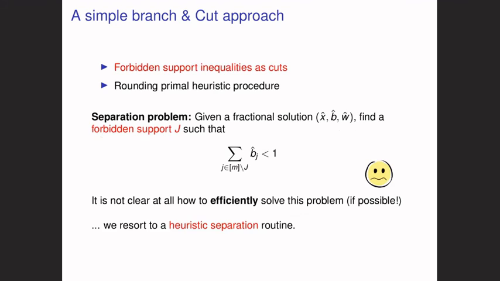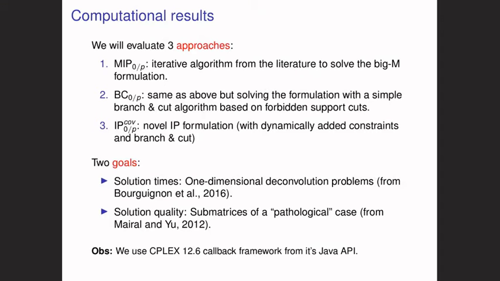So let me just now skip some parts. Okay. And we will evaluate these three approaches in two sets of instances from the literature. The idea here is first to check the solution time, to see if our approach can beat the existing approaches. But then also we want to test the solution quality, because we said before that the existing approaches cannot be considered exact approaches because they have this big M problem. So then we will see how badly the existing approaches can perform in contrast with our new proposed approach, which is actually an exact approach. So it should find the optimal solution.